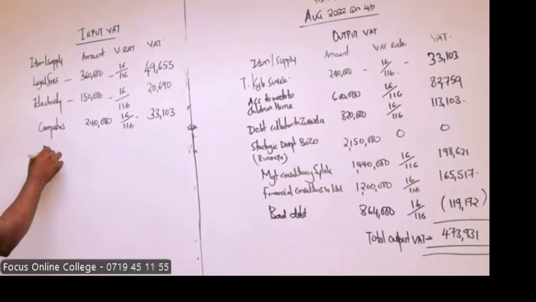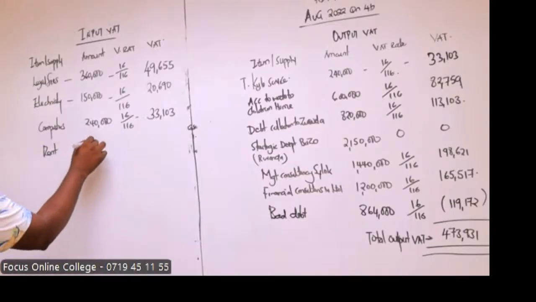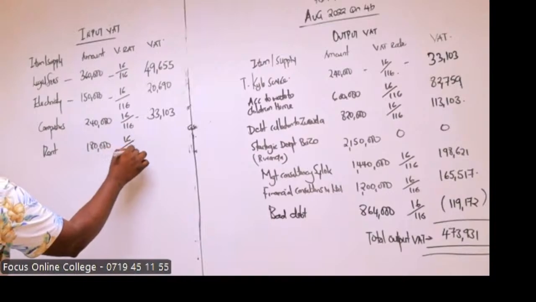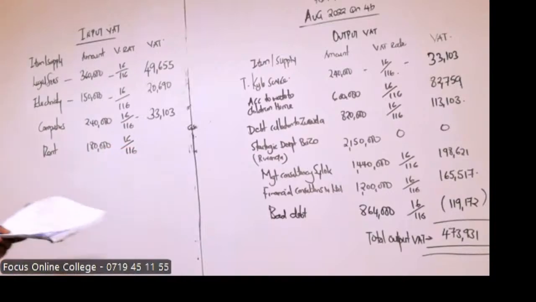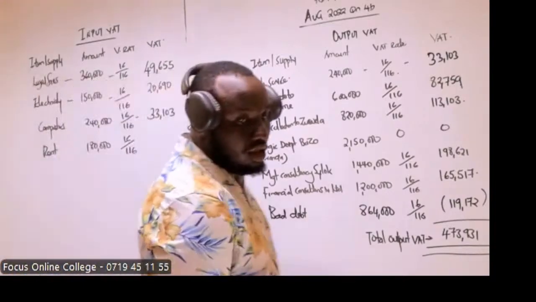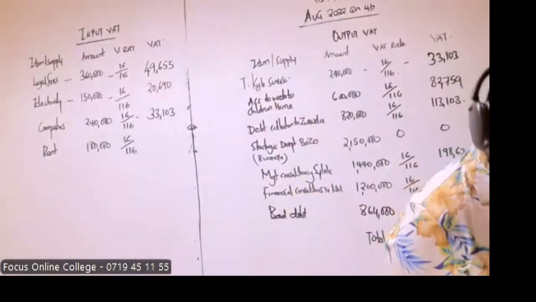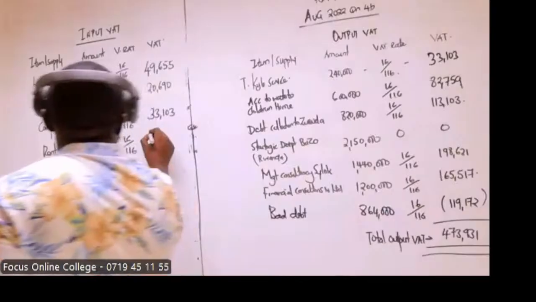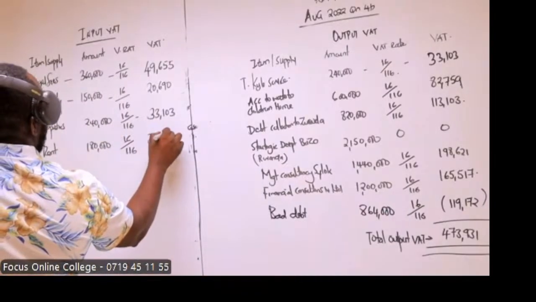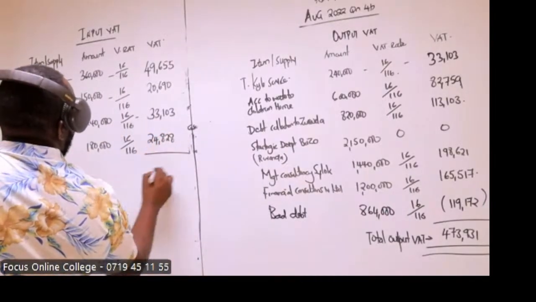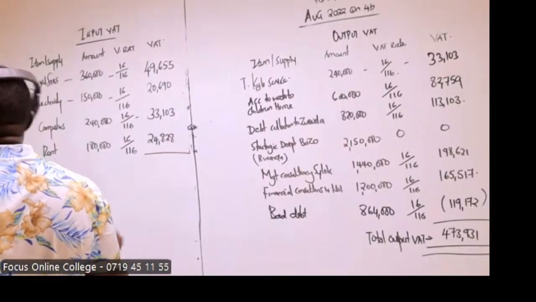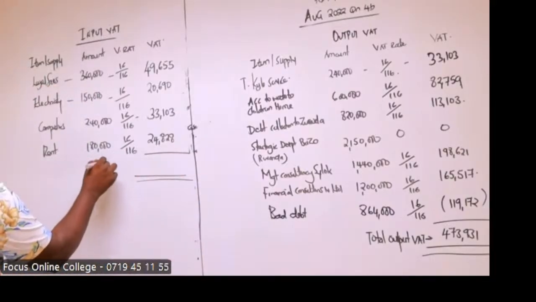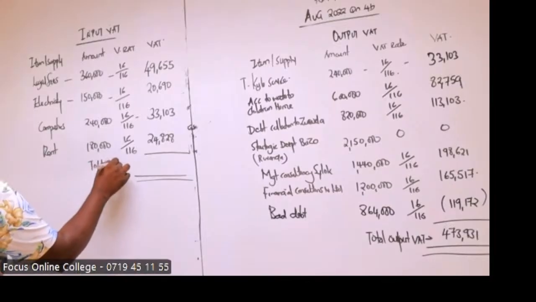So we have the rent, 180, we have 16 over 116. So that should be 24,828. So what do we have? Is there any item that I've left? Total input VAT.